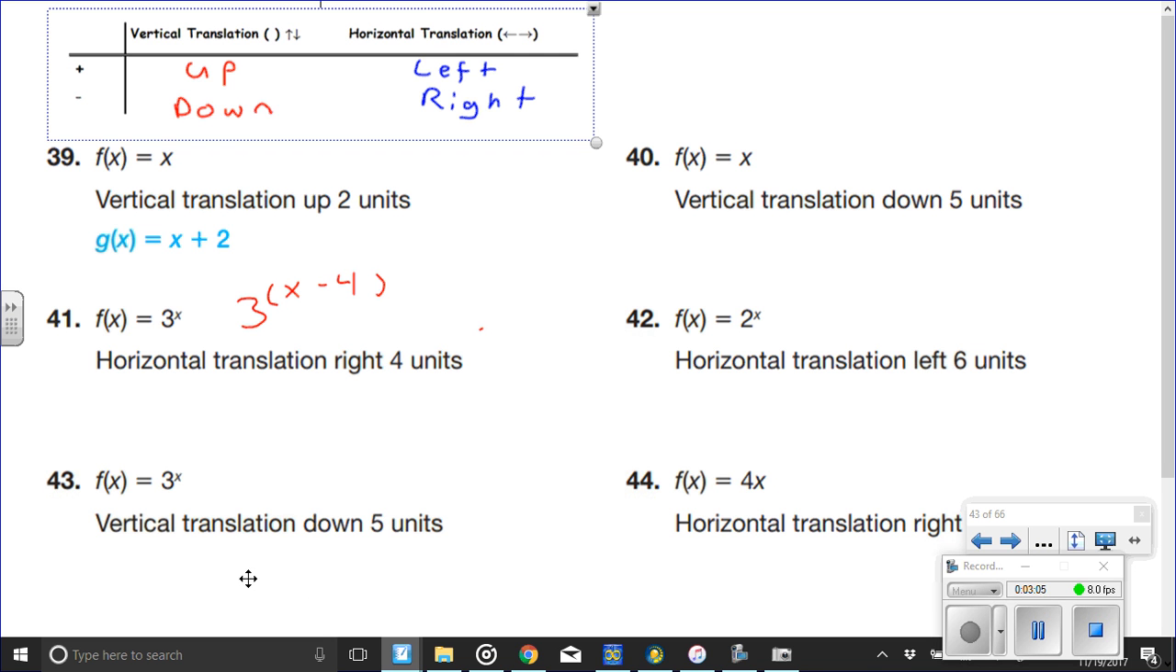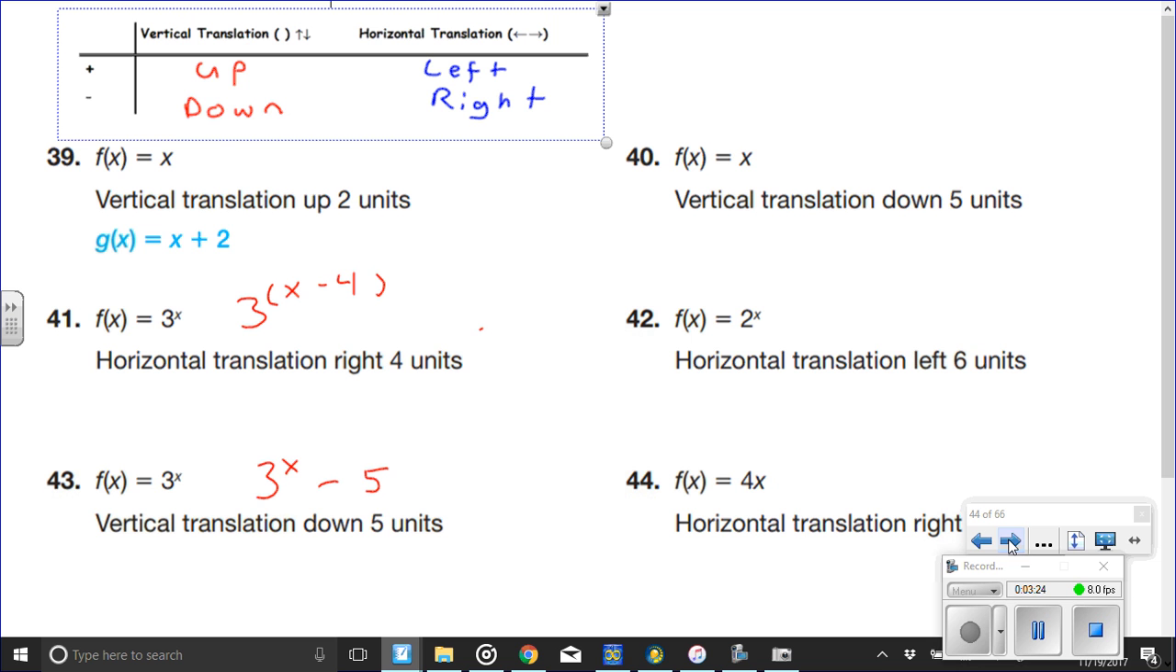All right, let's take a look at an exponent with vertical translation. Okay, so vertical translation, meaning we're going down 5 units. Vertical, down, we're going to use the negative sign. So also, it's going to be outside of the parentheses. So it will look like this. We'll have our 3 to the x, minus 5. And notice how there's no parentheses. It's not up here with the exponent. It's just minus 5.